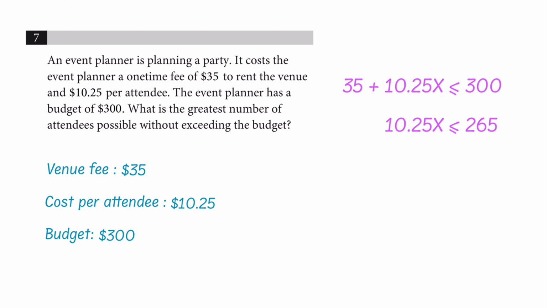Now divide both sides by 10.25. That gives us x is less than or equal to about 25.85. Since we can't have a fraction of a person, we round down to the nearest whole number. So the maximum number of attendees is 25. Nice! So 25 attendees is the max.